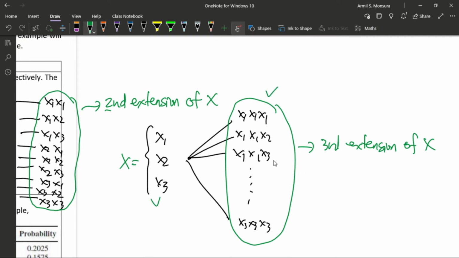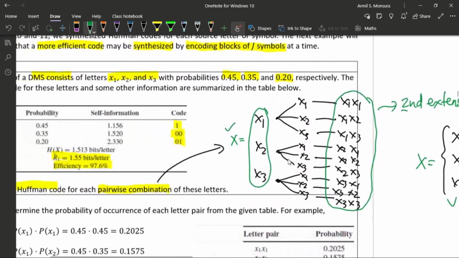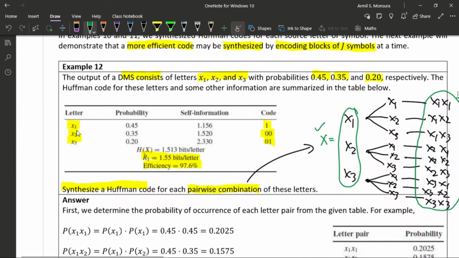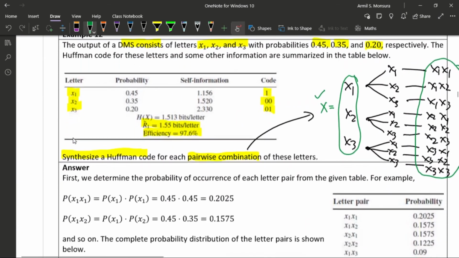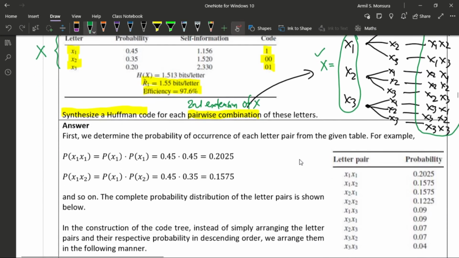Later, we will verify that relationship. For the meantime, what we will deal with is the second extension of your source, which has three letters. So, we will now synthesize a Huffman code for the second extension of X. Let's say that these letters are generated by source X. So we will synthesize the Huffman code for the second extension of X.